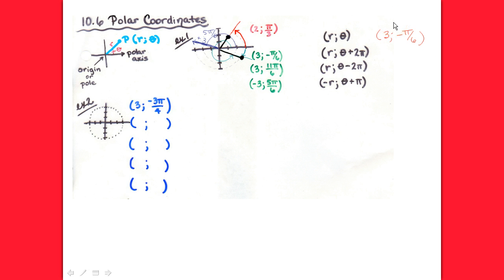If I have 3, negative pi over 6, I could add 2 pi according to the first formula. So if I take negative pi over 6 and add 2 pi, I'm going to need a common denominator of 6. So I'm going to multiply top and bottom of this by 6. That would be 12 pi over 6 with the common denominator. So then I can combine and I'll have 11 pi over 6.